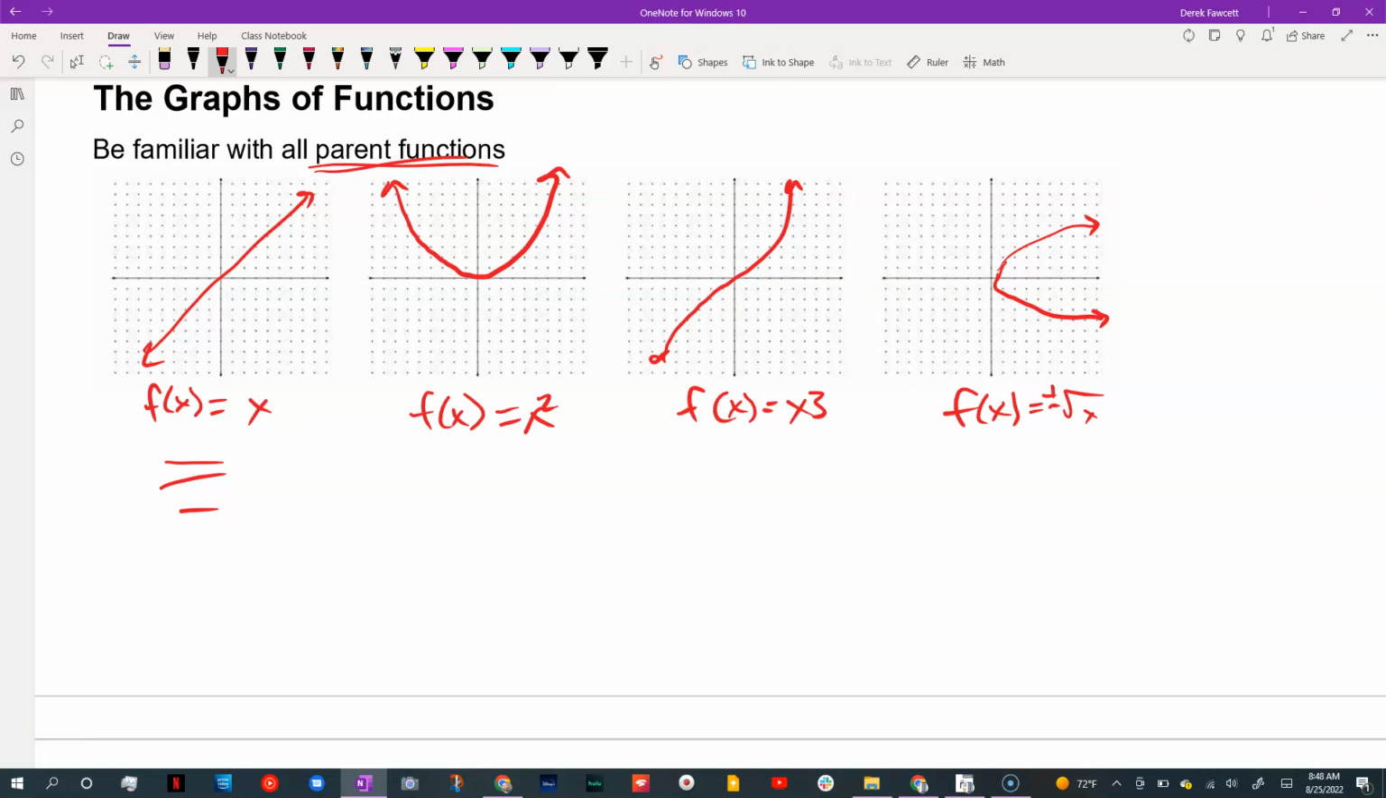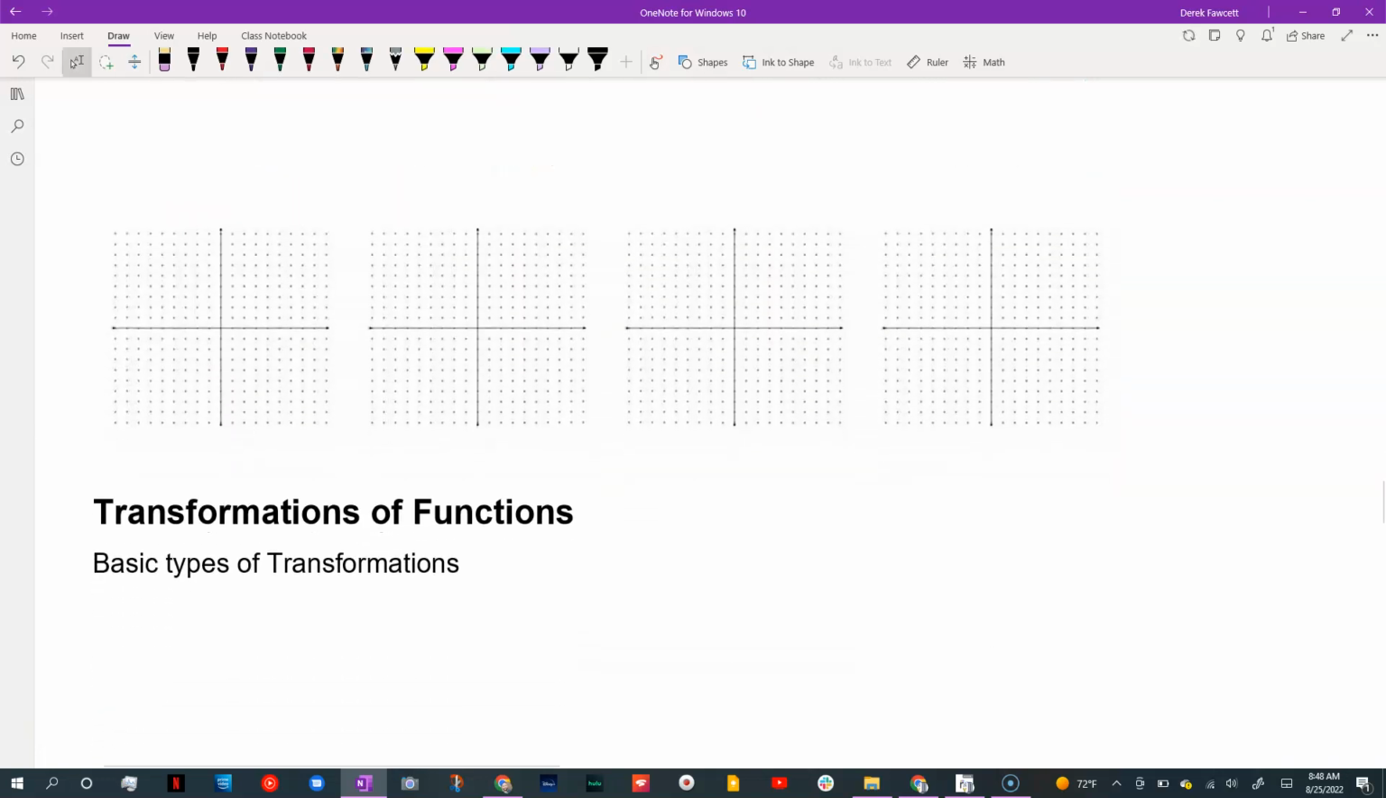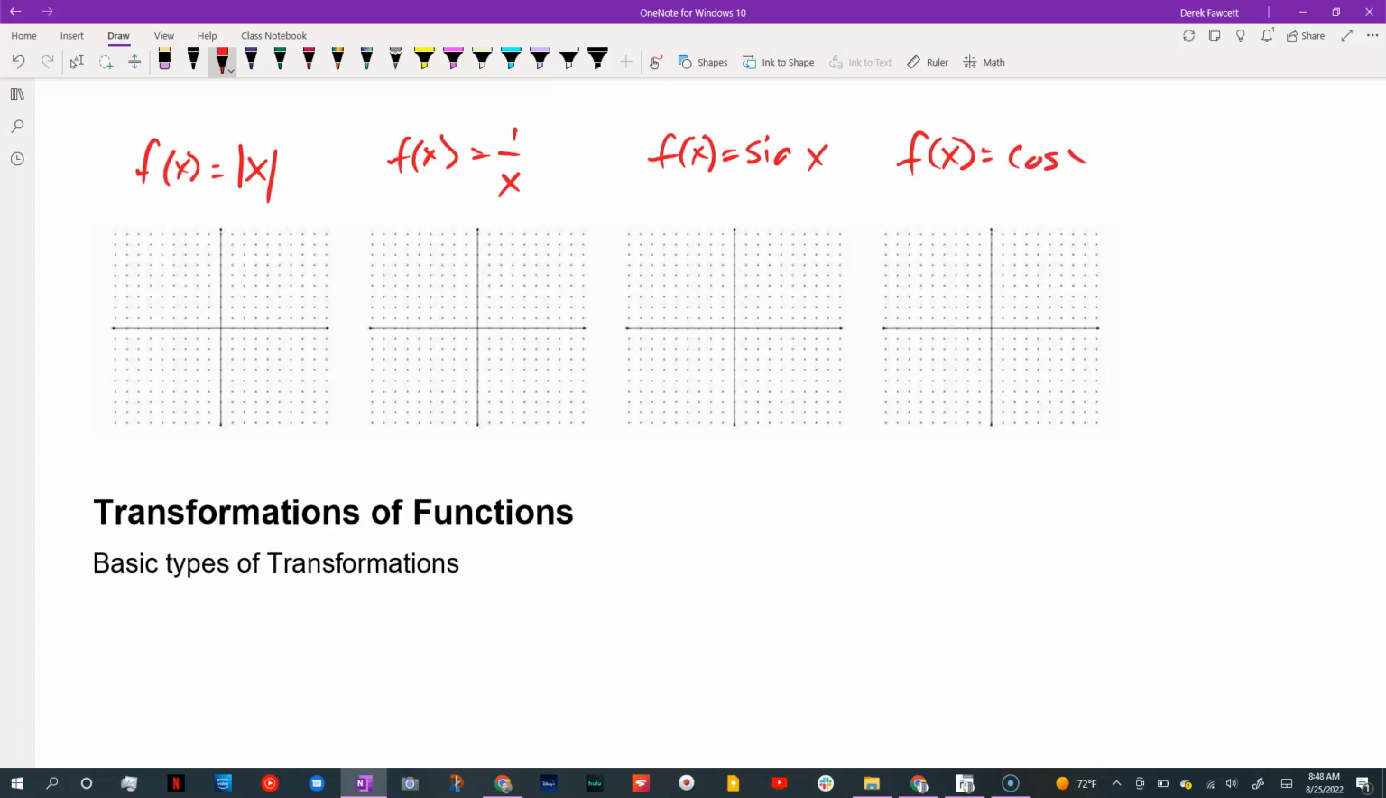Okay. Then looking at the next set of graphs that you need to be familiar with, you need to be familiar with the absolute value function. So this would be the absolute value function. Also 1 over x, sine of x, and cosine of x. Go ahead and sketch these graphs and then come back to the video.